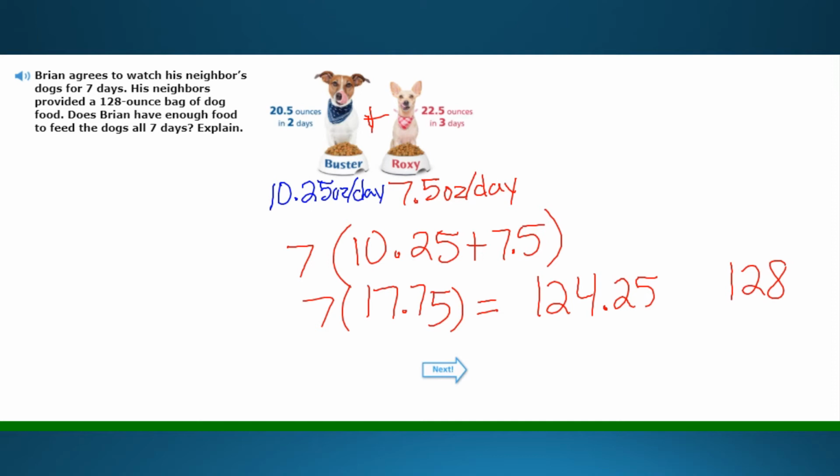Well, we know 128 is larger than 124 2/25. And this is how much the dogs ate in 7 days. But this is how much Brian actually had to feed the dogs. So the answer is yes, Brian will have enough dog food to feed the dogs for 7 days.